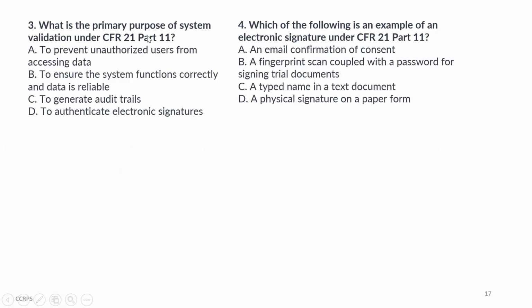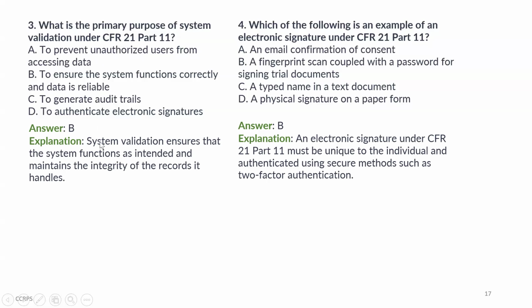Question 3. What is the primary reason for system validation under CFR 21 Part 11? The answer is B here, to ensure the system functions correctly and data is reliable, as system validation ensures that the system functions as intended and maintains the integrity of the records it handles.